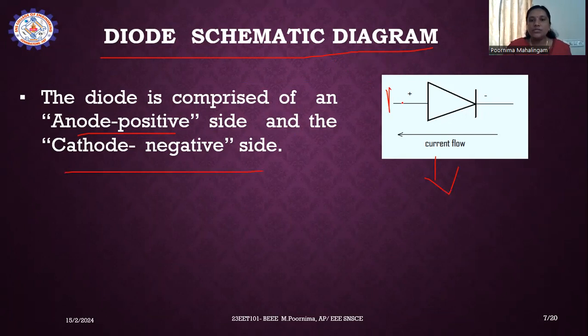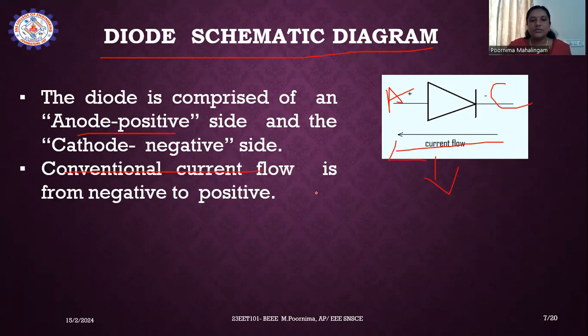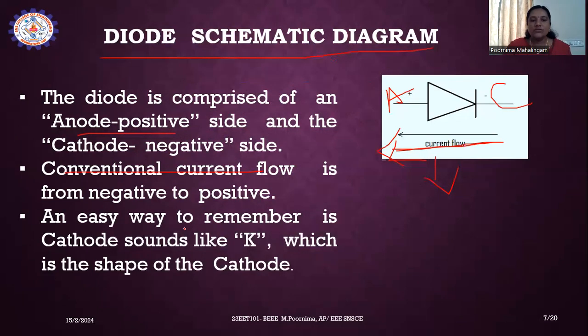Anode is the positive side and cathode is the negative side. But actually the current flows from negative to positive. Here the conventional current flows from negative to positive. As an easy way to remember, the cathode sounds like K, and it is the shape of the letter C.